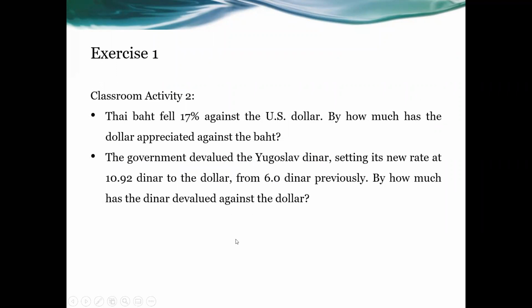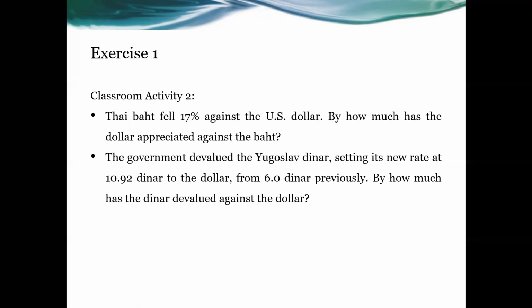Now this is the second classroom exercise you have. I've also taken it from your book. Calculate this one and find out whether there is an appreciation or depreciation of the US dollar with the baht, Thai baht. That is the currency for Thailand.